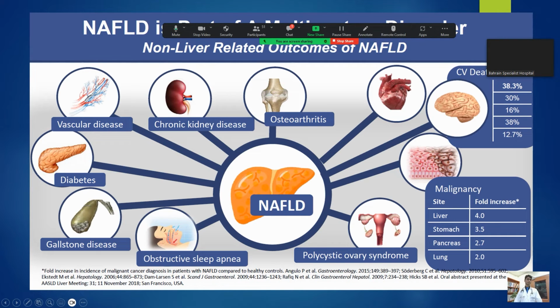These are the different organs affected, like PCO, obstructive sleep apnea, diabetes, cardiovascular disease, kidney disease. And it is said the overall malignancies have also increased, not only the liver, but others also like stomach, pancreas, and lungs.